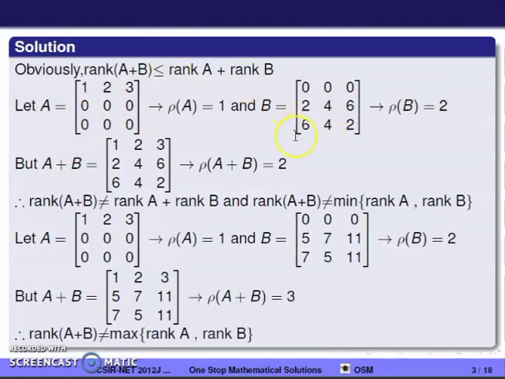I am adding A and B, so we get A plus B as this matrix. When you look at this, row 2 is twice the row 1. So here rank of A plus B is equal to 2 because there are only two independent rows. So now we'll check each option. We get rank of A plus B is not equal to rank of A plus rank of B, but rank of A plus B is less than rank of A plus rank of B. And also rank of A plus B is not equal to minimum of rank of A, rank of B.